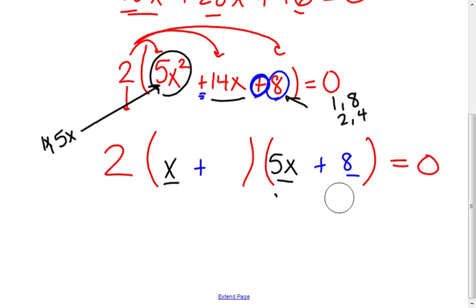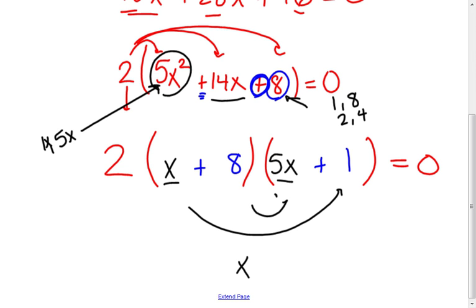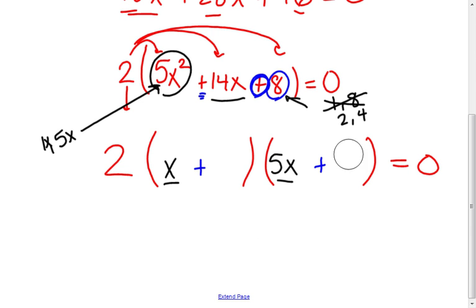Before I am finished with 1 and 8, I'm going to switch them around and try 8 and 1 first. Let's see if that works. Outsides, 1x. Insides, 40x. That makes 41x, so that's not it. So now I've done everything I can do with the 8 and the 1. I know 8 and 1 are not factors. Now I'm going to go to 2 and 4, and I will try that.